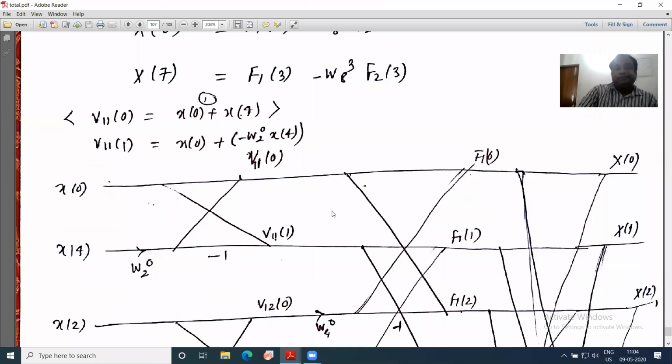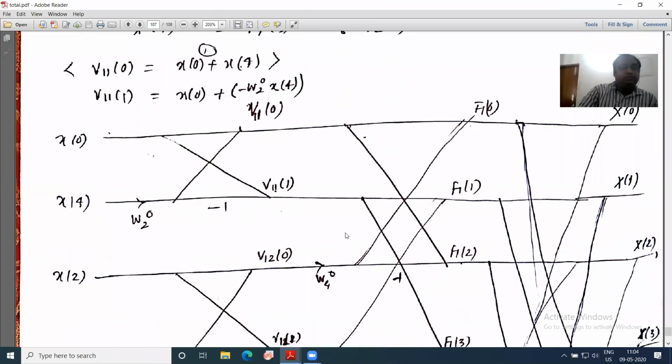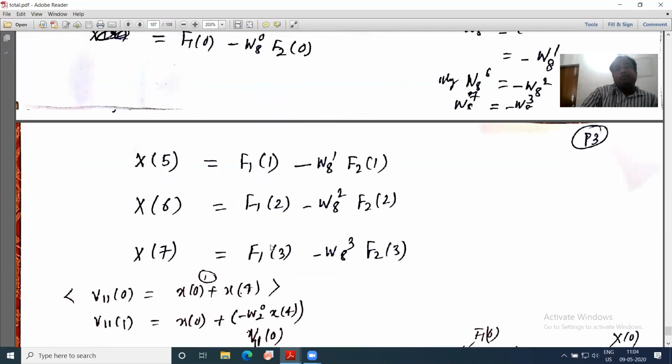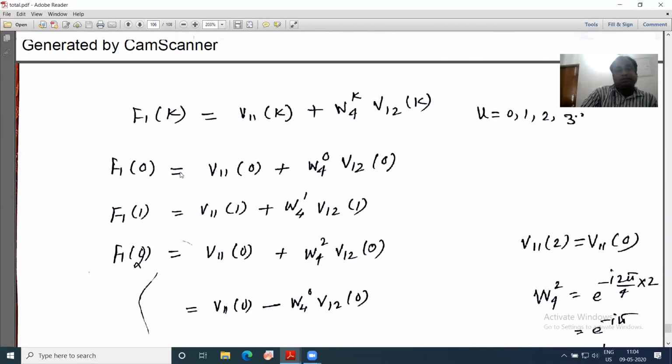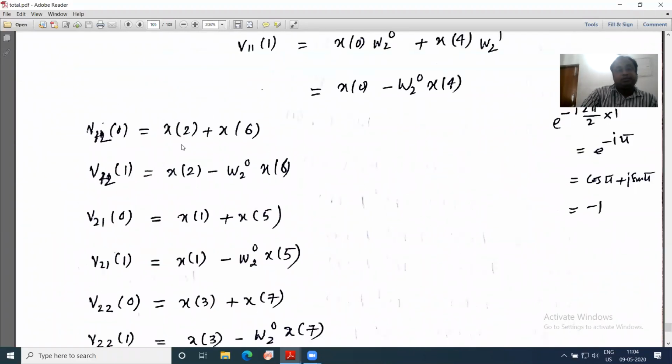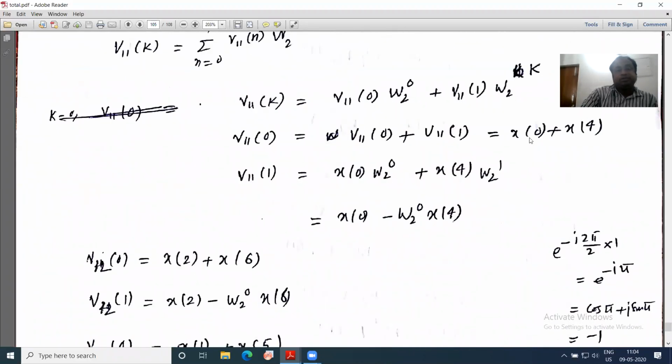Now, we will plot this data using the butterfly structure. This structure is known as the butterfly structure. If you look at v1 of 0, it is essentially x0 plus x4, and x0 minus w2^0 x4 is v1 of 1. So v1 of 0 equal to x0 plus x4.